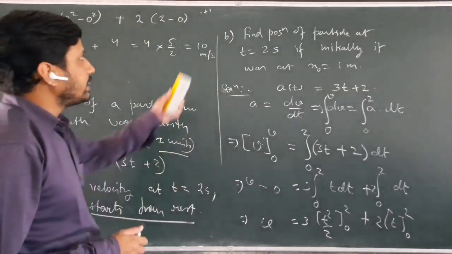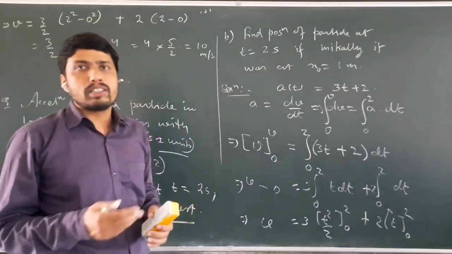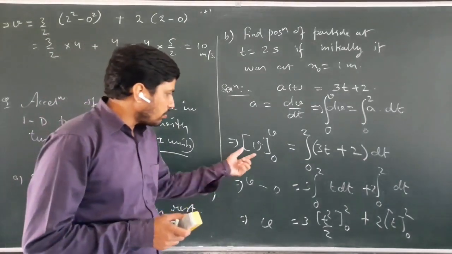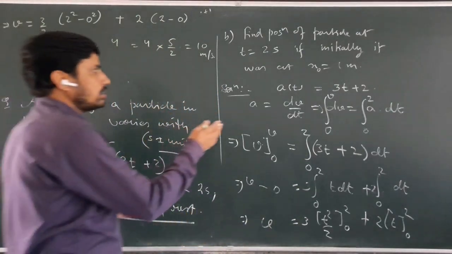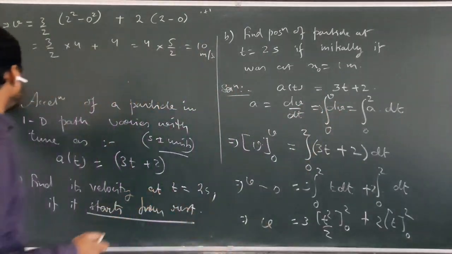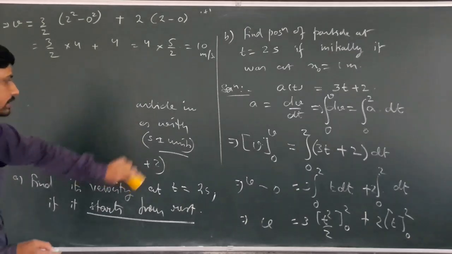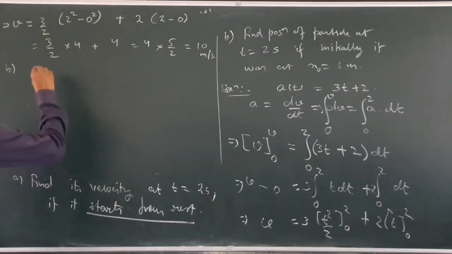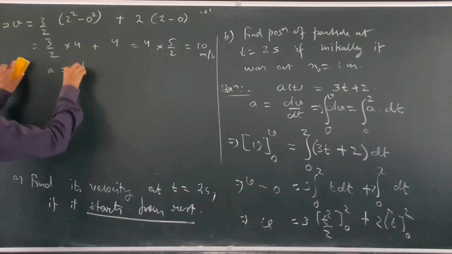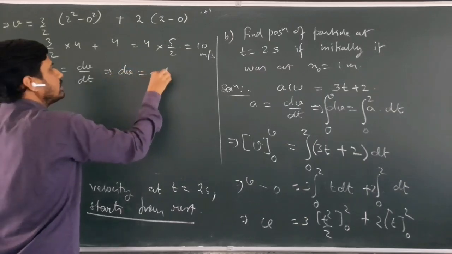Now, if you see the second part, in second part we have to find position. So to know position, we need to know what is the expression for velocity. Now, expression for velocity is over here. We'll not do the definite part. So let us see. I'll rub this part. For part b, first we have to find the expression for velocity. Now it is given, we know that a is equal to dv by dt. So this implies dv is equal to a times dt.